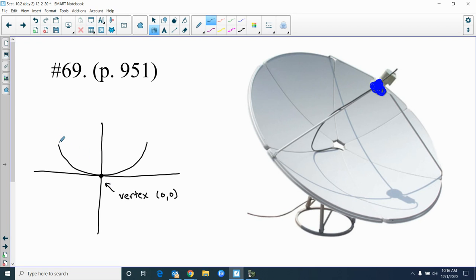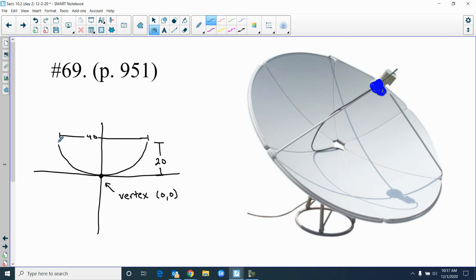So this is our rim. So 40 inches across means that from here to here is a distance of 40. When it says it's 20 inches deep, it says from the vertex to the plane of the rim. Well, the plane of the rim, so if you just think about that, that would be like if you would draw that line, an imaginary line, that would be the plane of the rim. That is 20 inches deep. So basically from here to here is 20.